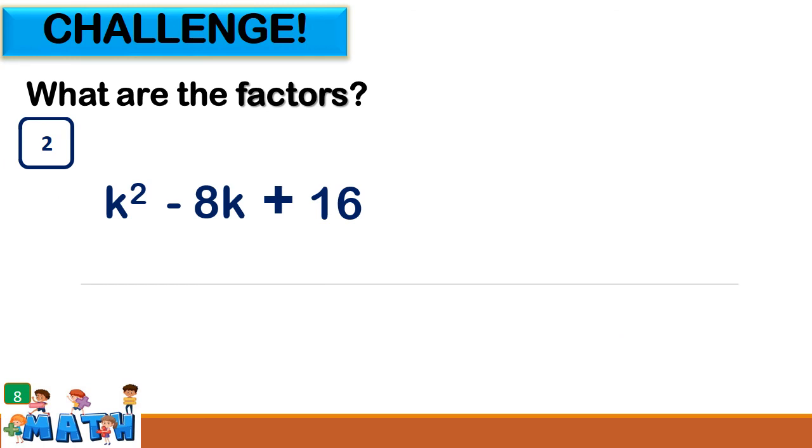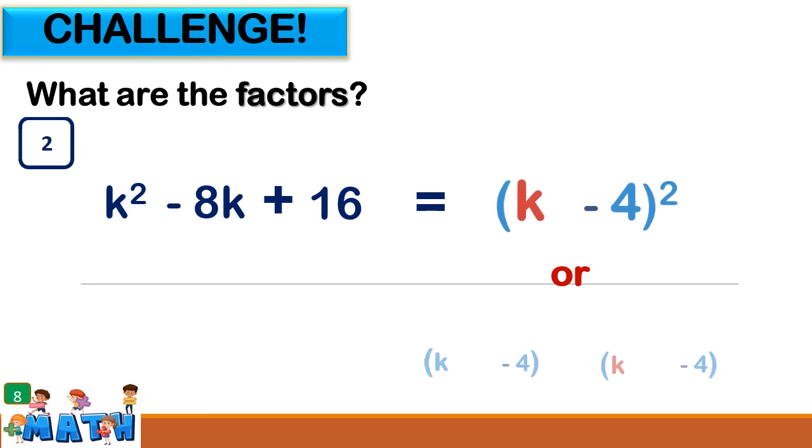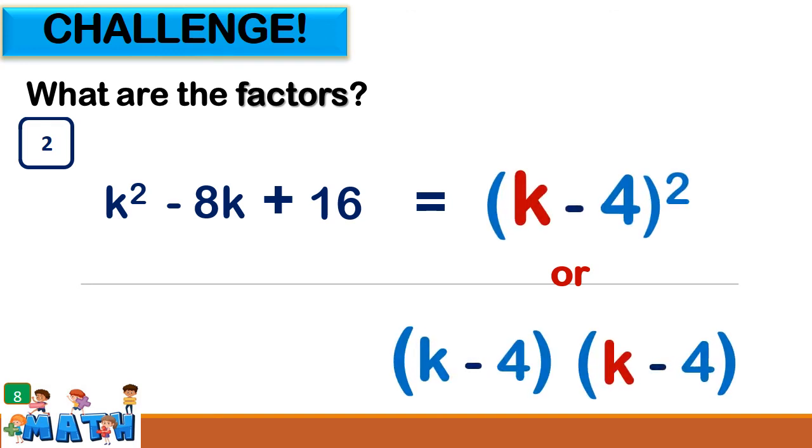Challenge number 2. So we're going to get the factors of k squared minus 8k plus 16. So the answer is k minus 4 quantity squared, or k minus 4 times k minus 4, and you are correct.